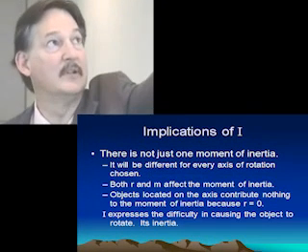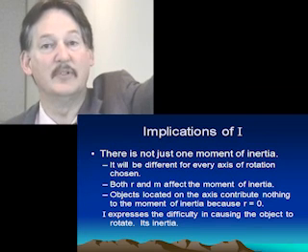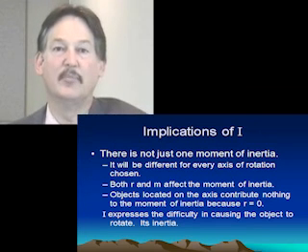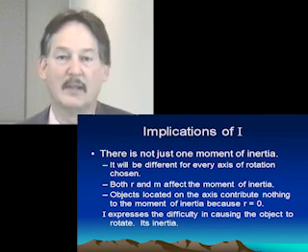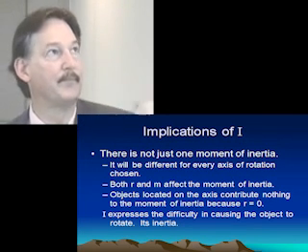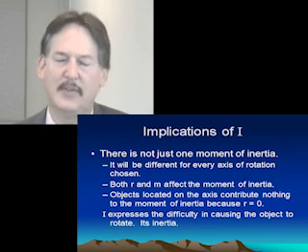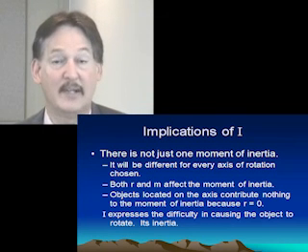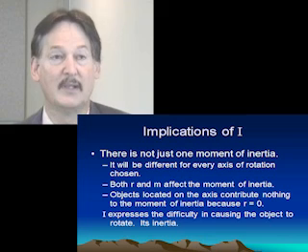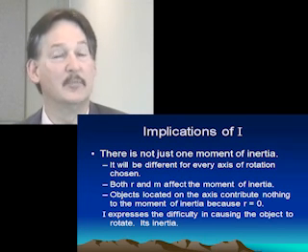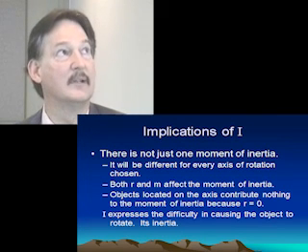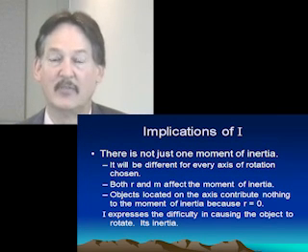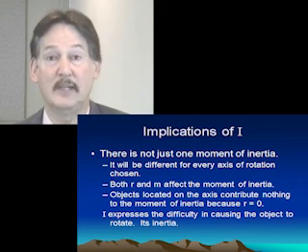So this is a formula that we can use to calculate the moment of inertia for a distribution of point masses. That tells us that because the moment of inertia depends upon the location of the axis of rotation, there's not just one moment of inertia. It'll be different for every axis we choose.